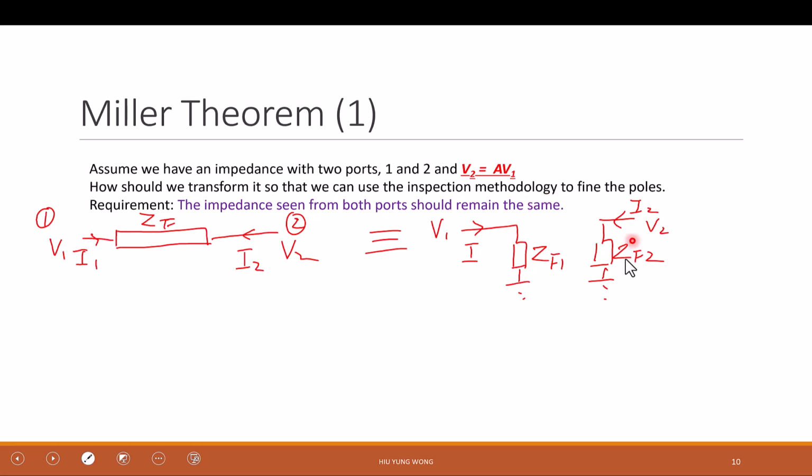If I transform it to this circuit, as long as it gives me I1 when I apply V1 on the left and gives me I2 when I apply V2 on the right, they are equivalent to the rest of the circuit because I see the same thing. There's the same effect, right?